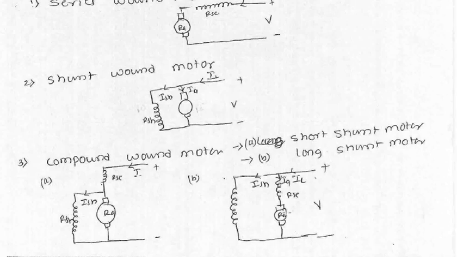In this particular case, armature winding is connected in series with a part of the field winding, and this particular series combination is connected in parallel with another part of the field winding. This type of connection we call a long shunt motor. So in the next session we will derive how we get the relation between the terminal voltage V and the back EMF.